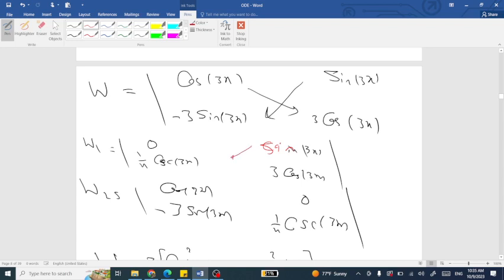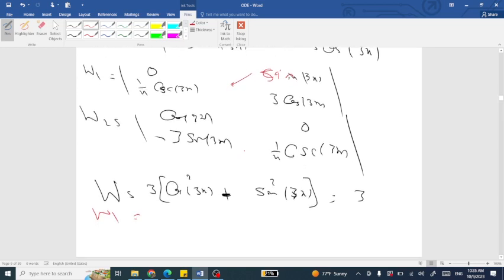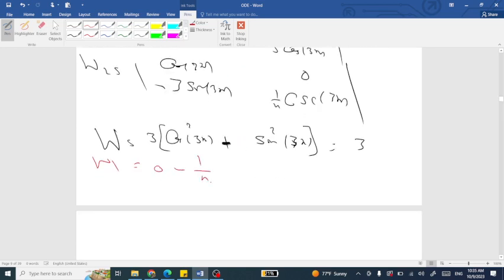1 over 4. So 0 minus 1 over 4 cosecant 3x sine 3x. Cosecant, I got that, is equal to what? 1 over sine. So sine and sine go. I got W1 equal to what? Minus 1 over 4. Write the notes. So minus 1 over 4.